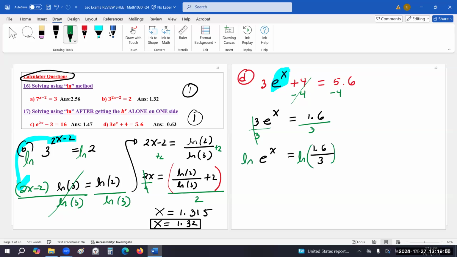We are not actually multiplying, we are applying ln. ln is a function, so you're applying the function to both sides. What happened to the e and ln? They fight, they will die. They rest in peace. So we have x equals ln of 1.6 over 3.